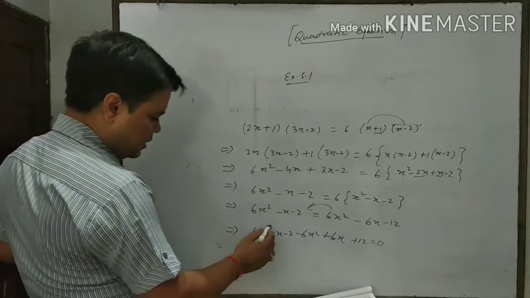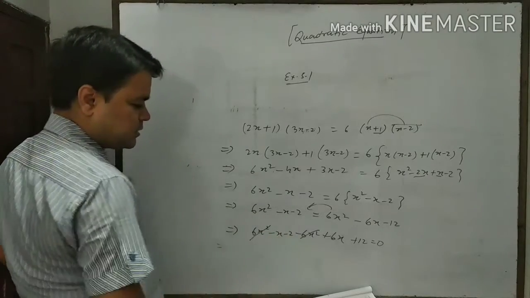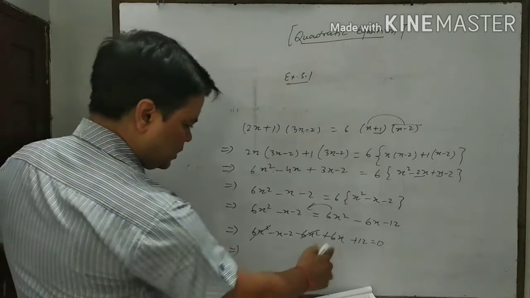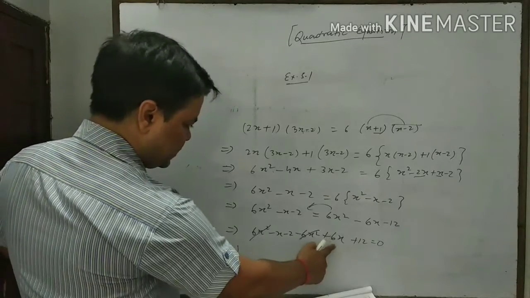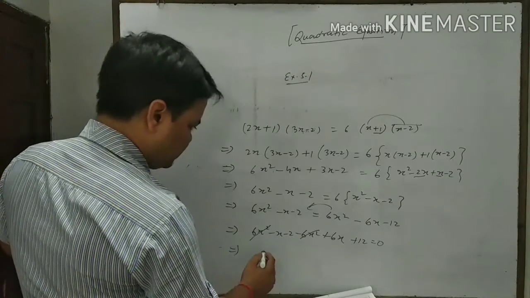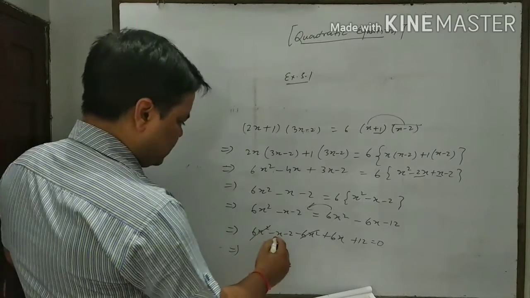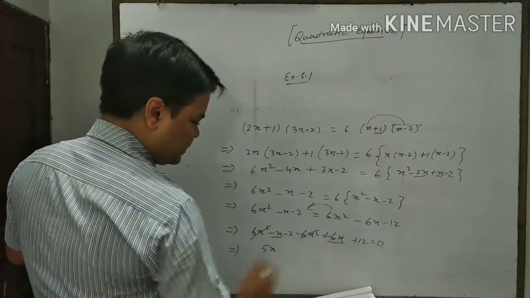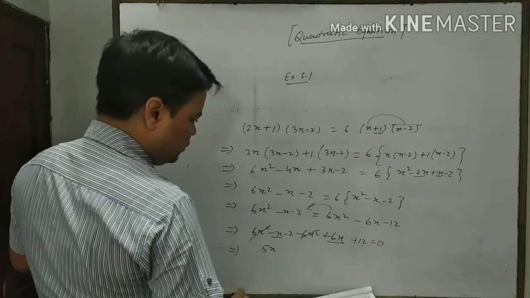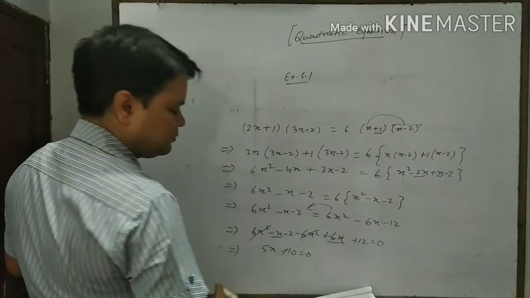Okay. Here 6x square and 6x square cancel, because here is a plus sign and here a minus sign. And again, taking this form, 6x and here minus x, it will be 5x. Here minus x, 6x: 6x minus x is 5x, and 12 minus 2 is 10. Means 5x plus 10 is equal to 0.